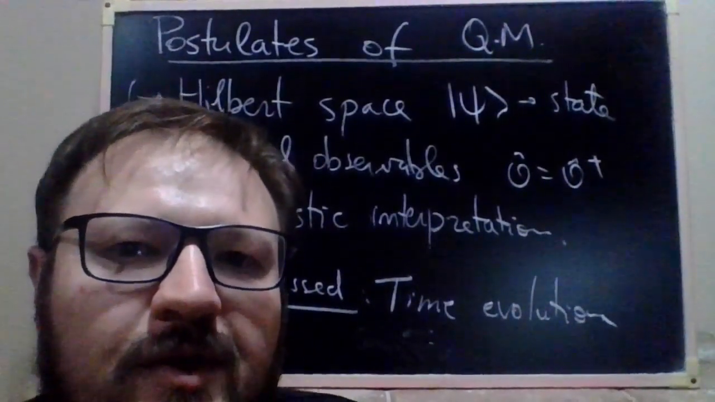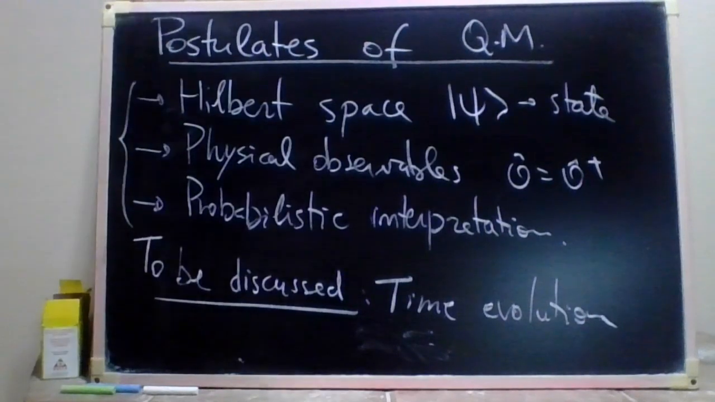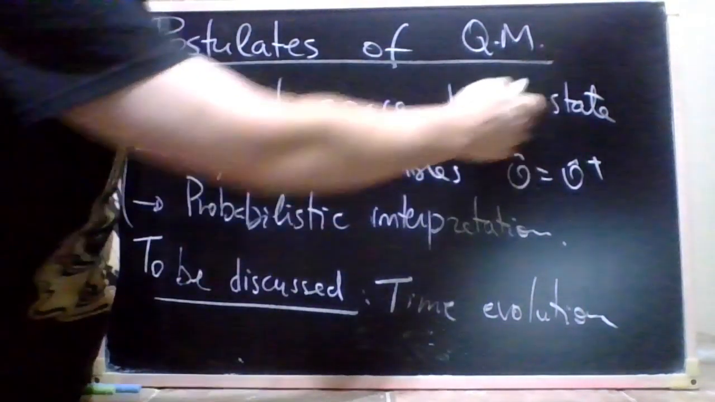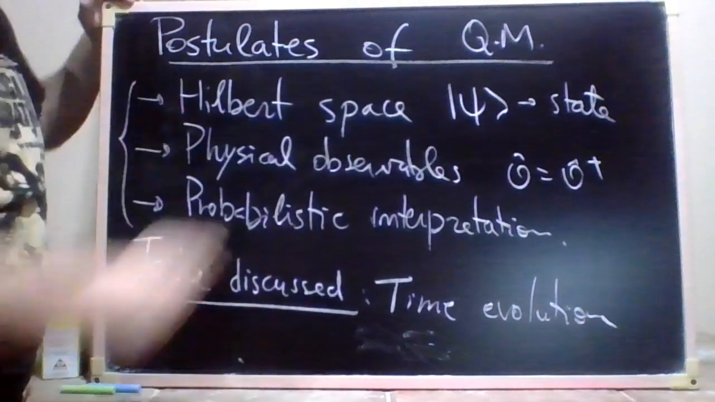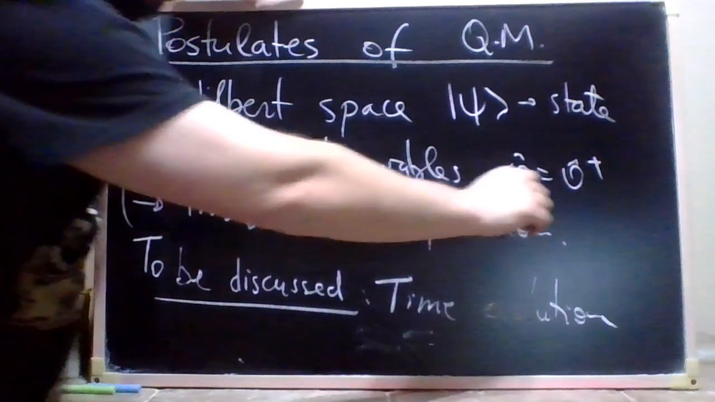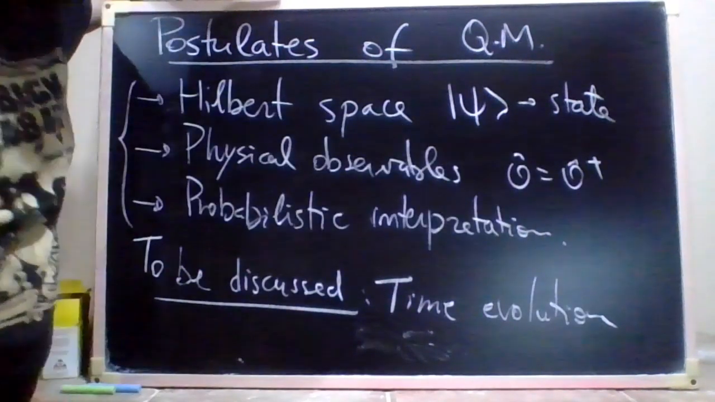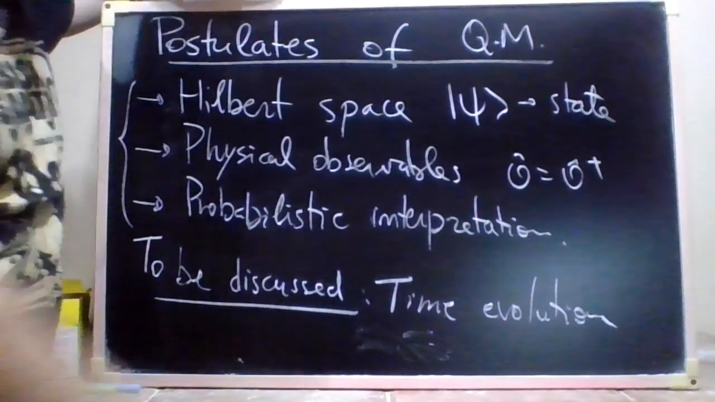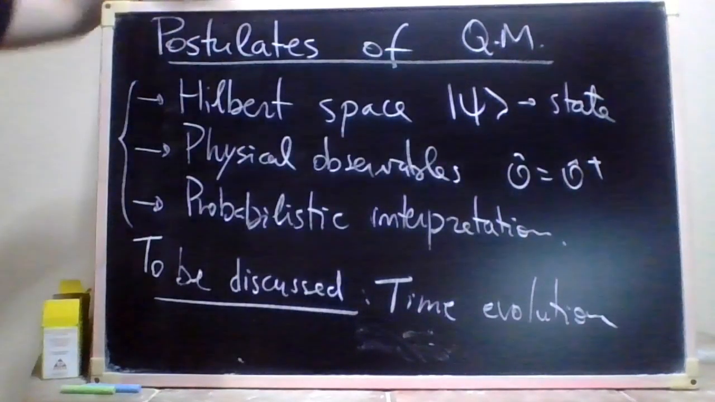Previously, we talked about the postulates of quantum mechanics. Let me show you here. First one is that physical states must be represented in a Hilbert space. Second is that physical observables must be Hermitian matrices or operators, which means real eigenvalues.